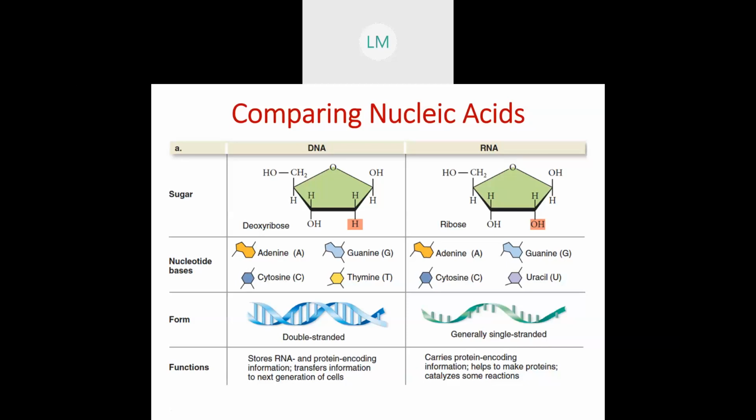So as far as the functions are concerned, our DNA is storing this information, and then our RNA is carrying the information. So it's taking it from our DNA, bringing it out of the nucleus into the cell so that we can make proteins. So our sugar is different, our nucleotide bases are different, our form is different, and our function is different. So we're going to make sure that we understand the differences between DNA and RNA.